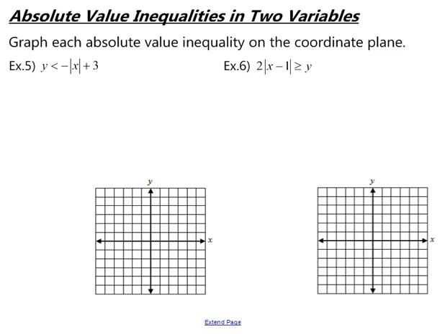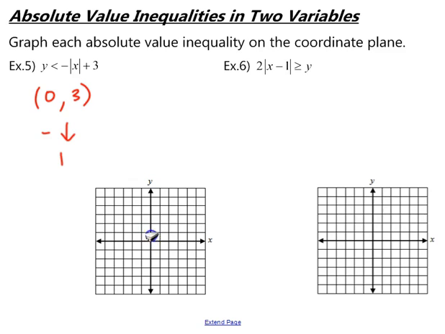Lastly, we're just going to graph a couple of our absolute value inequalities in two variables. So this also takes into account the absolute value equations that we were graphing in the previous lesson. So first, we need to find the vertex. There's no h, so we have 0. Our k is positive 3. And then this negative tells us it's going to open downwards. We have a slope of 1.